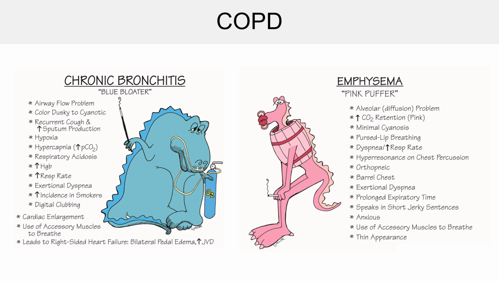So let's talk about this blue bloater and pink puffer. Patients with emphysema sometimes have a reddish complexion and appear to be puffing when breathing. That's why we refer to them as a pink puffer. On the other hand, patients that have chronic bronchitis are typically obese. They have hypoxemia and can appear cyanotic, so blue. That's why we call them blue bloaters.